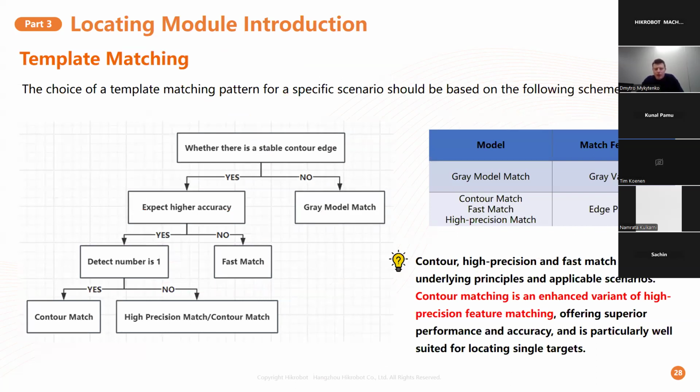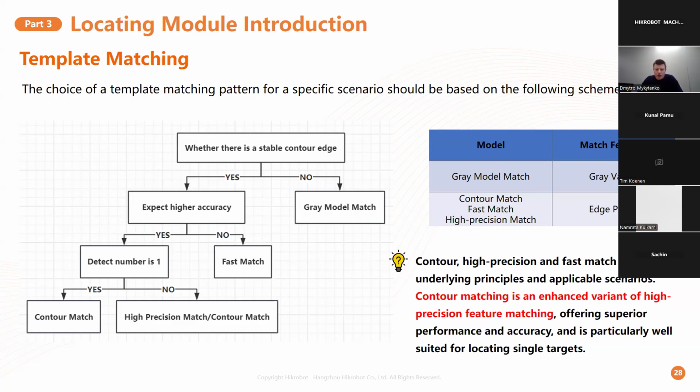Talking about template matching, VisionMaster provides several modules, each optimized for different locating requirements. These modules fall into two main categories: contour-based matching and grayscale-based matching. Contour-based approaches, including fast match, high precision match, and contour match, rely on extracted edge and contour features and are generally preferred when stable geometric features are available. So you have more or less the same visual pattern, which is available in the image. This is our case, and you will see it in a moment.